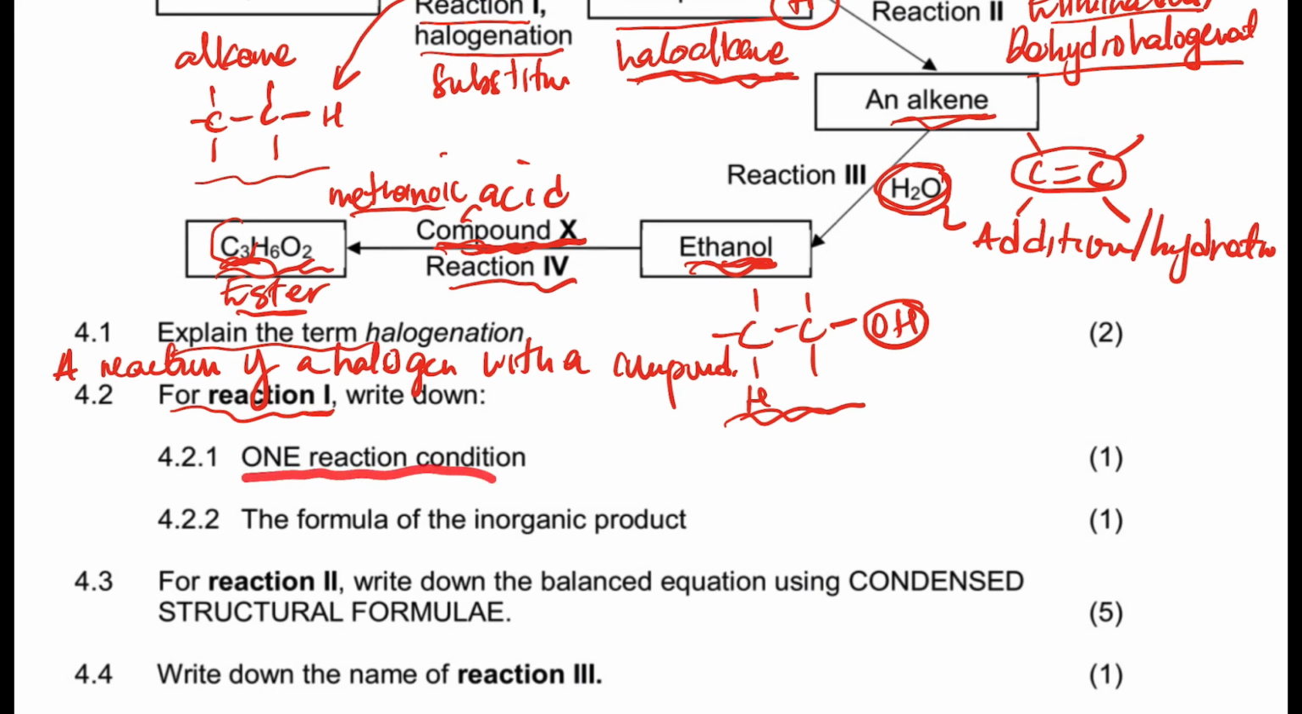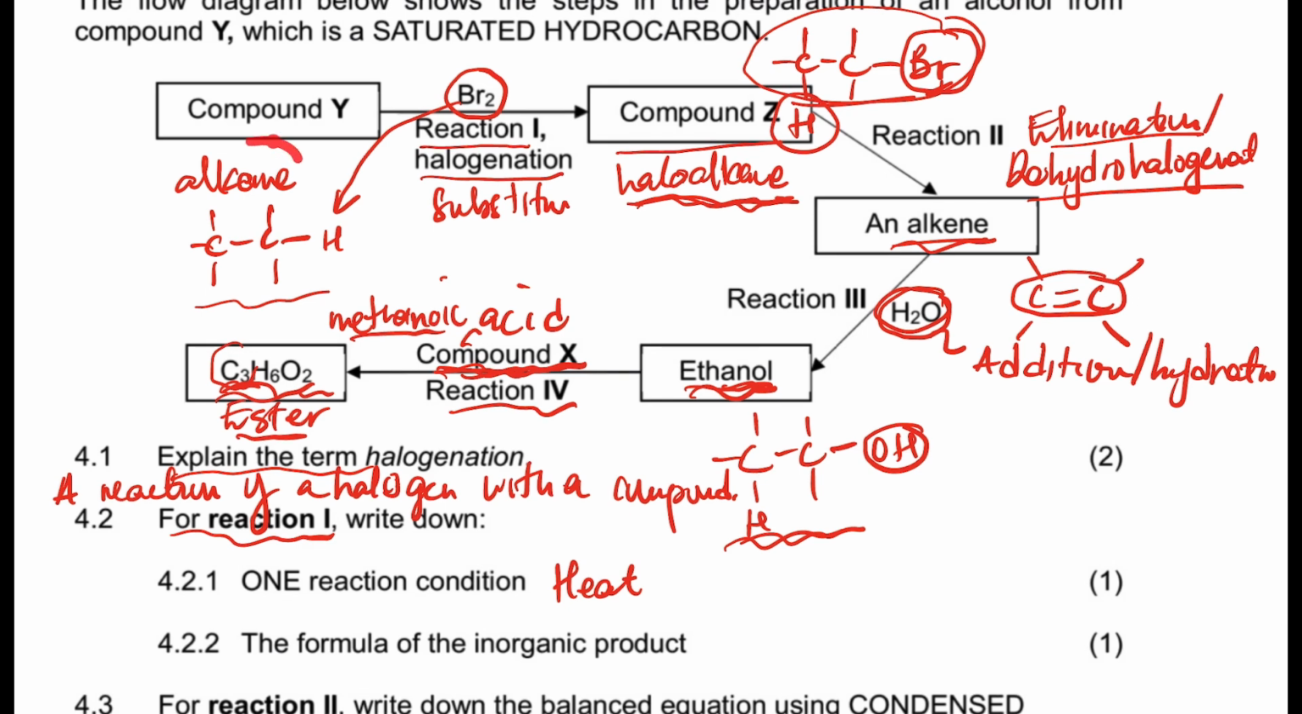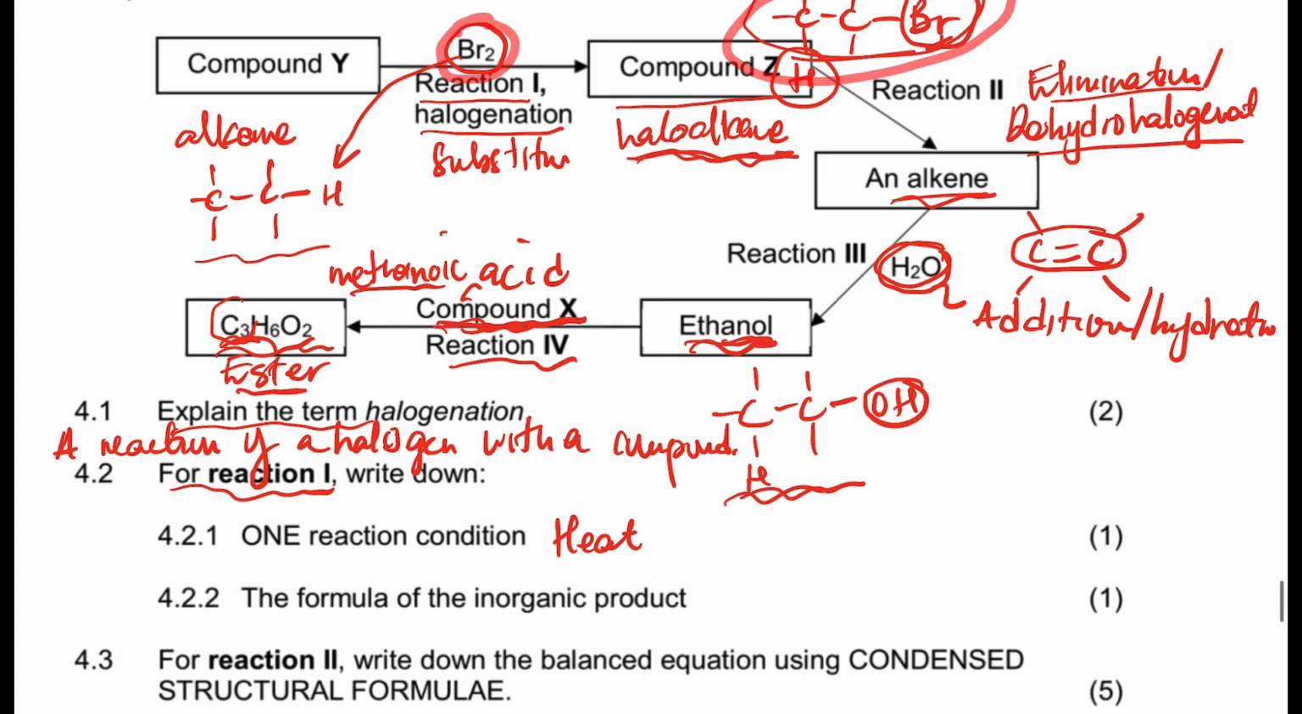Write one reaction condition. The reaction condition for this substitution, guys, when you substitute, it's heat. It needs heat to come from the alkane and substitute the Br and give you the haloalkane. It needs heat, guys, right? Heat or sunlight, any form of energy, or you can say UV light. Just one there.